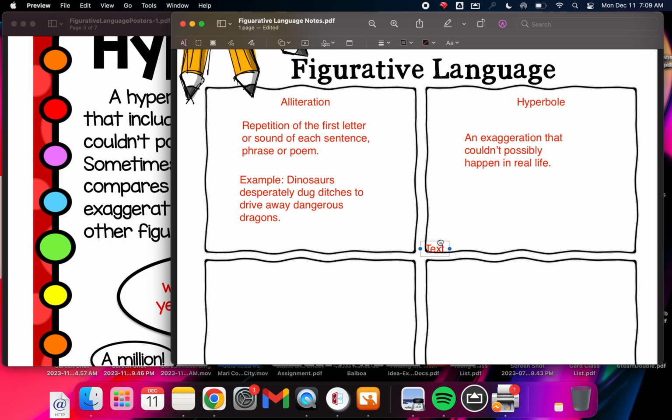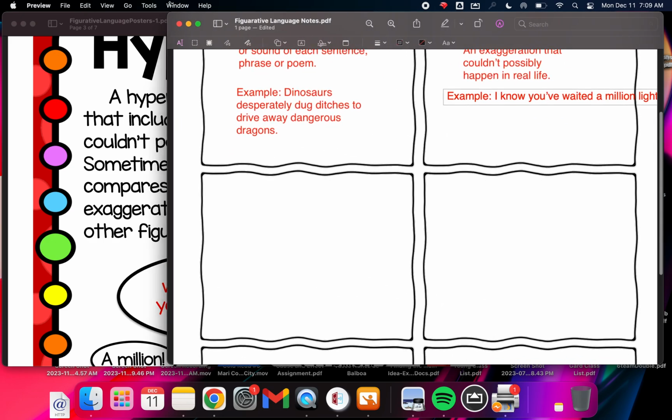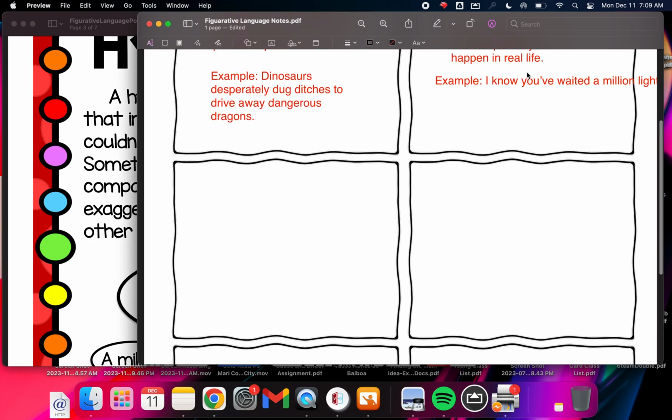All right, and then I'm going to put my example down here. So my example is, I know you've waited 1,000,000 light years to learn about this. All right, let me make this bigger. I'll move this over.